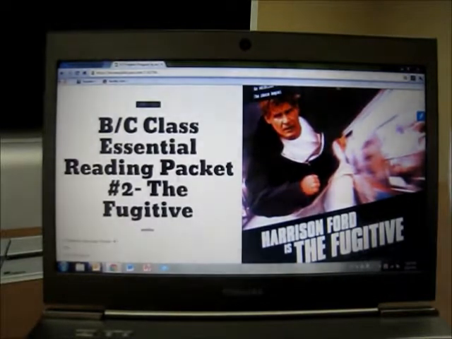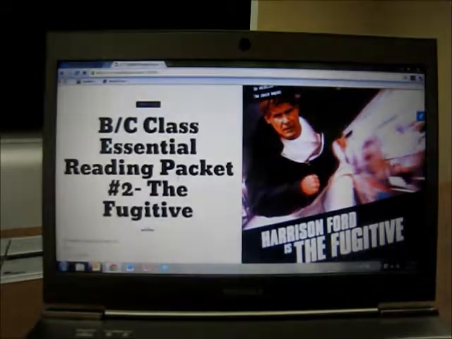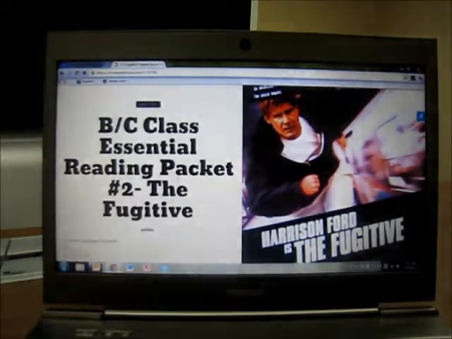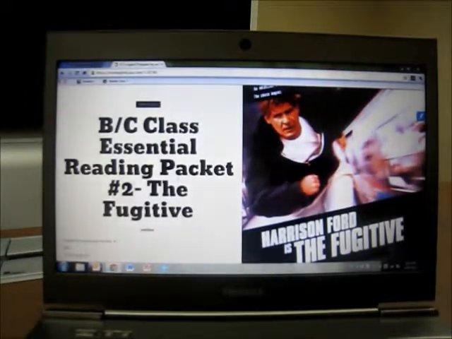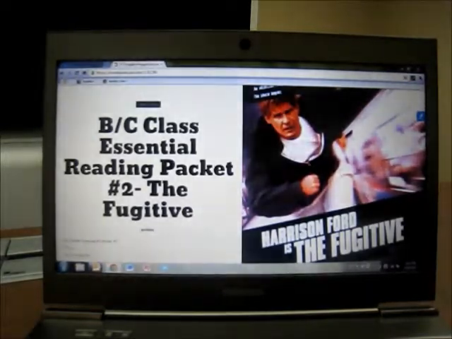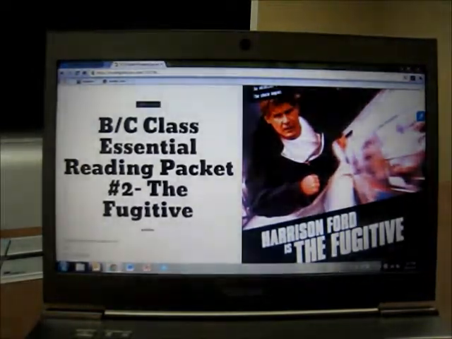Plot summary. Dr. Richard Kimball is a brilliant vascular surgeon who returns to his Chicago home one evening to find that his wife is being brutally attacked by a man with one artificial arm. After a savage fight, the one-armed man escapes, but Richard's wife is killed.